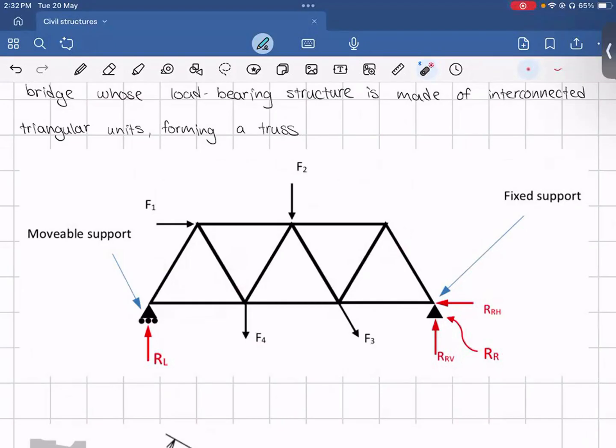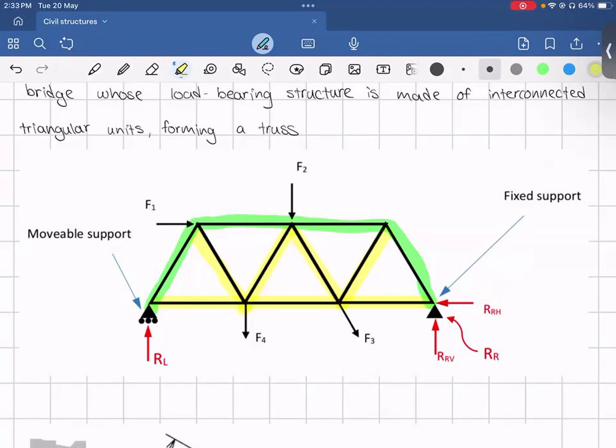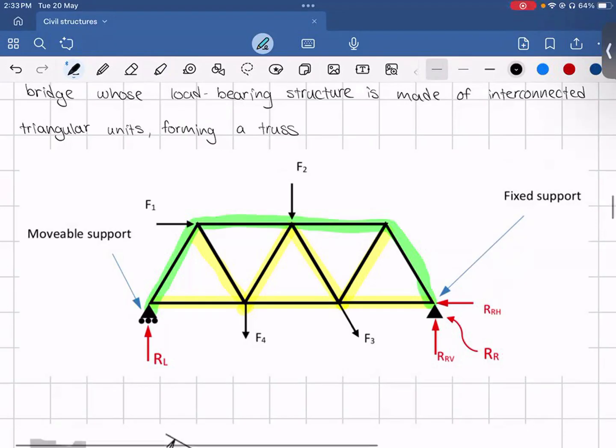Now, there are two different types of natures that a member can be. Either it's going to be in compression or in tension. Typically, the external members of a truss, like the one highlighted in green, are generally in compression, and all the internal ones highlighted in yellow are in tension. That's generally what happens, but you can determine that as well by solving for the force in each of the members itself and using your moments equation. If the magnitude is negative, then it's in compression. If it's positive, it's going to be in tension.